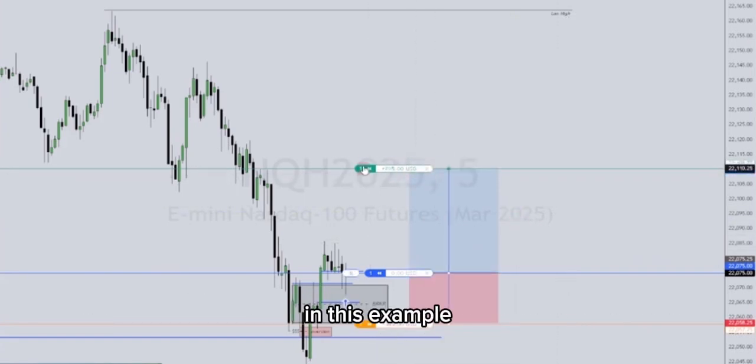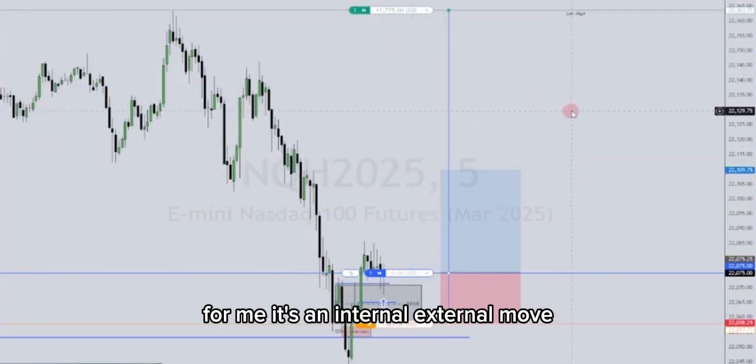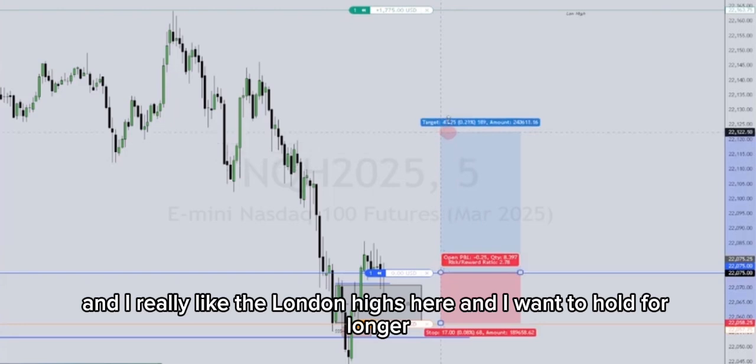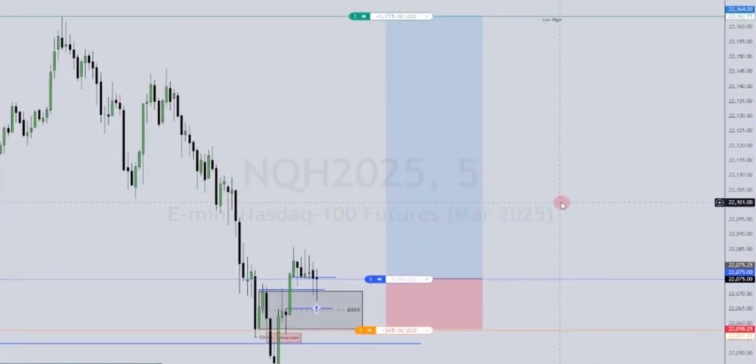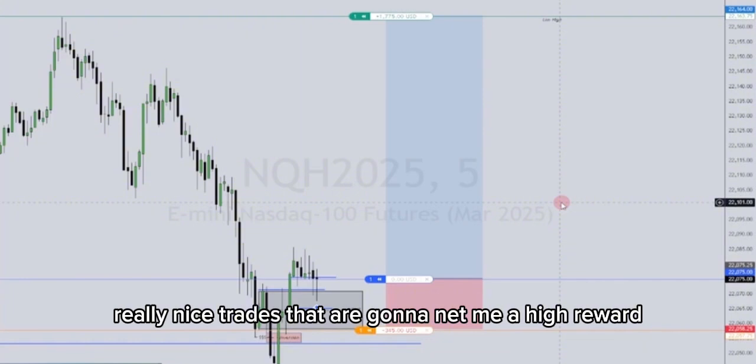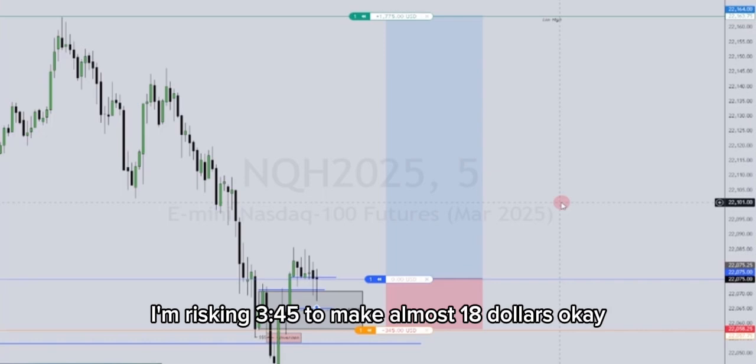Okay, in this example, I'm going to target London high because it's a clear draw on liquidity for me. It's an internal to external move, and I really like the London highs here, and I want to hold for longer, right? And I'm looking to take really nice trades that are going to net me a high reward. So I'm low risk, high reward. I'm risking 345 to make almost $1,800.